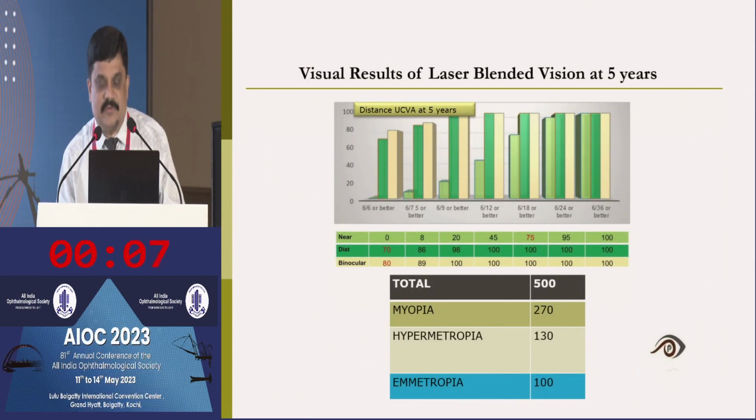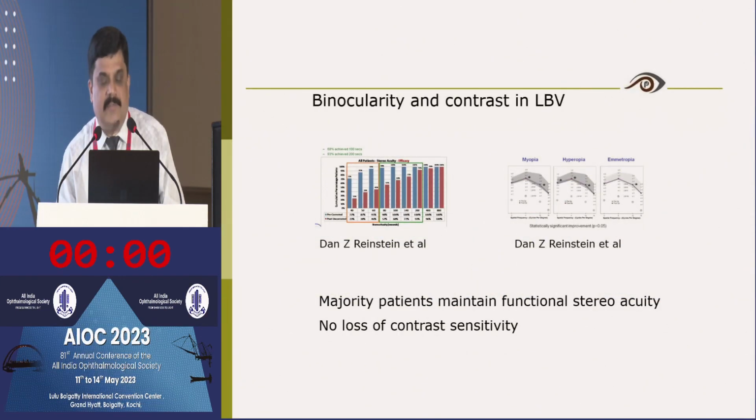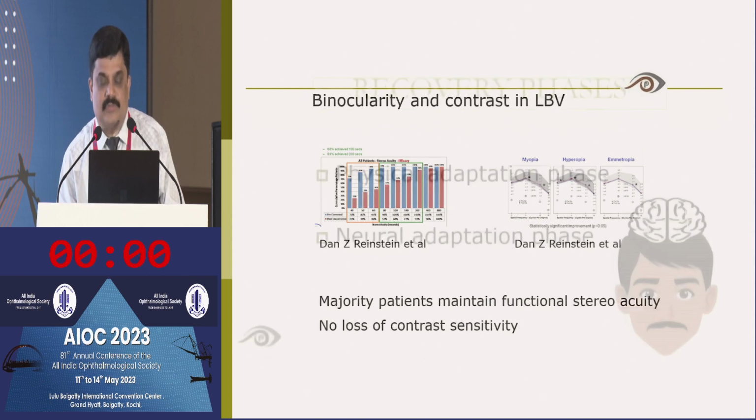These are our results for 500 patients who had come for the last 5 years of follow-up. None of the eyes lost more than half a Snellen line of vision when compared to the pre-op corrected visual acuity, and the majority of the patients maintained functional stereo acuity with no loss of contrast sensitivity.